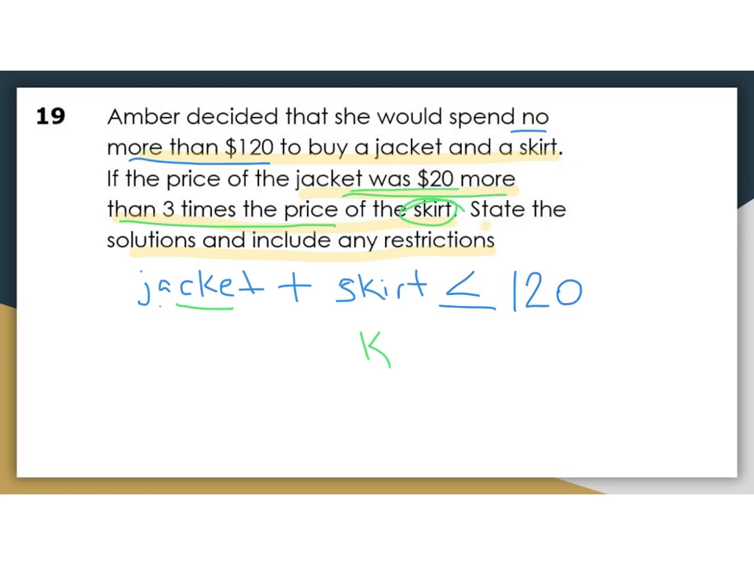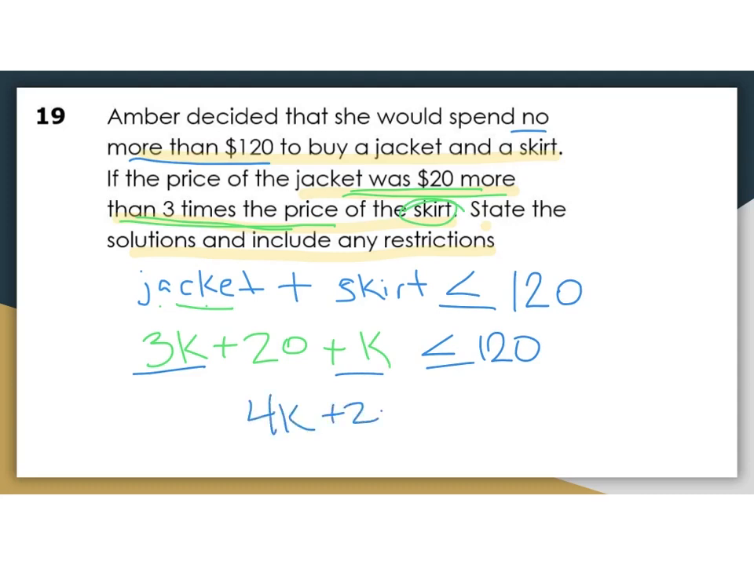The jacket is going to be 20 more than 3 times the price of that skirt. So 3 times the price of the skirt plus an additional 20 is what's being represented by the jacket. But we also got to add this actual skirt that she's going to purchase, and that still needs to be less than or equal to 120. So we have 3K plus K is 4K plus 20 has to be less than or equal to 120.